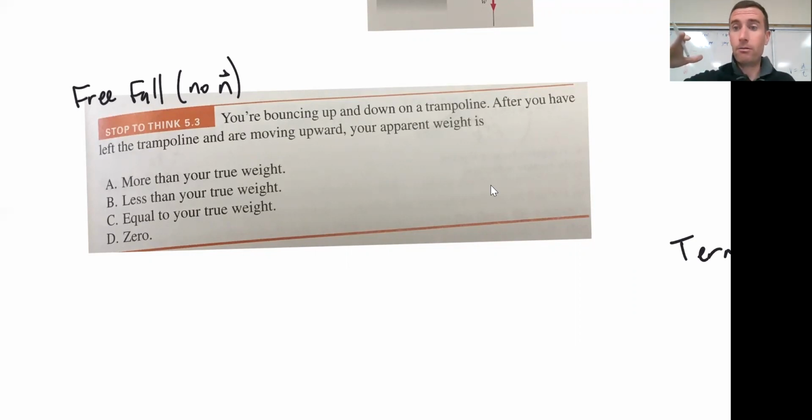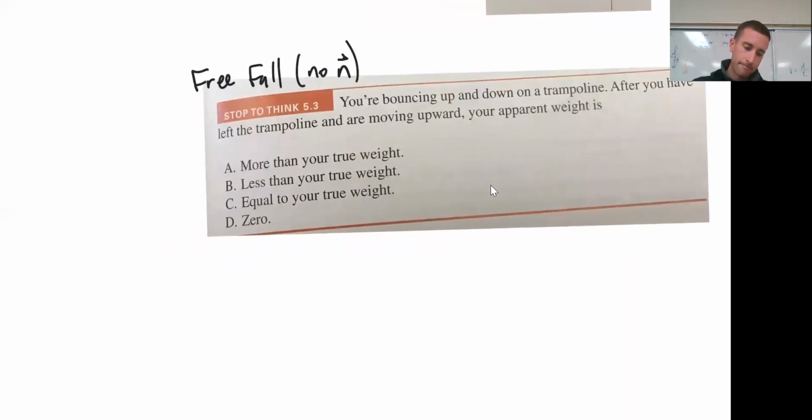I would be in free fall. So I'm up in the air, nothing's touching me, I'm in free fall until I hit the trampoline again, and then I start feeling weight again. So I'd go from lots of weight to no weight, lots of weight. So my apparent weight is less than my true weight, and it is also 0. And 0 is going to be the more accurate answer, so I'm going to go with 0. Okay.